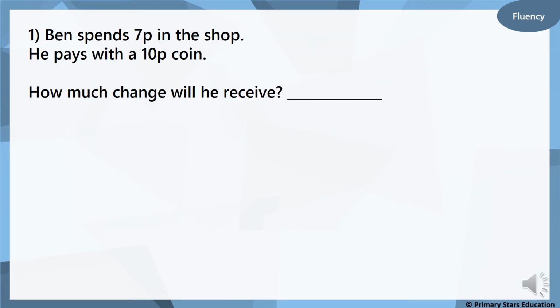Ben spends 7p in the shop and he pays with a 10p coin. How much change will he receive? So he pays with a 10p coin and he spends, so we're taking away 7p. Put 7 in your head and count up. That gives us 3 pence change.